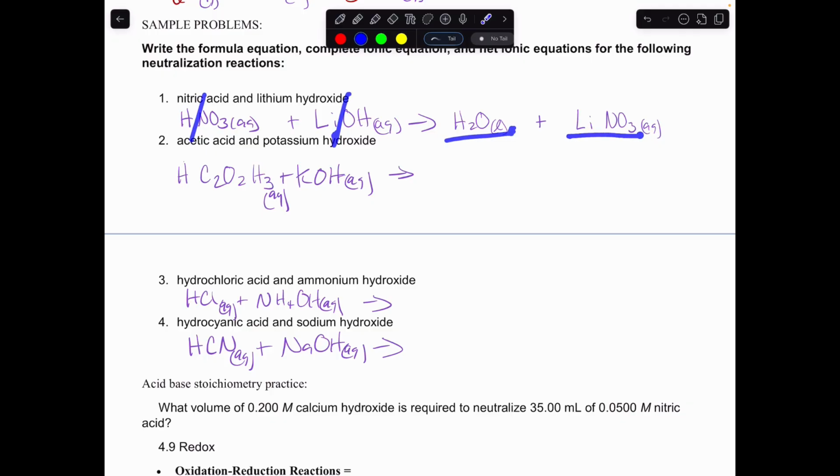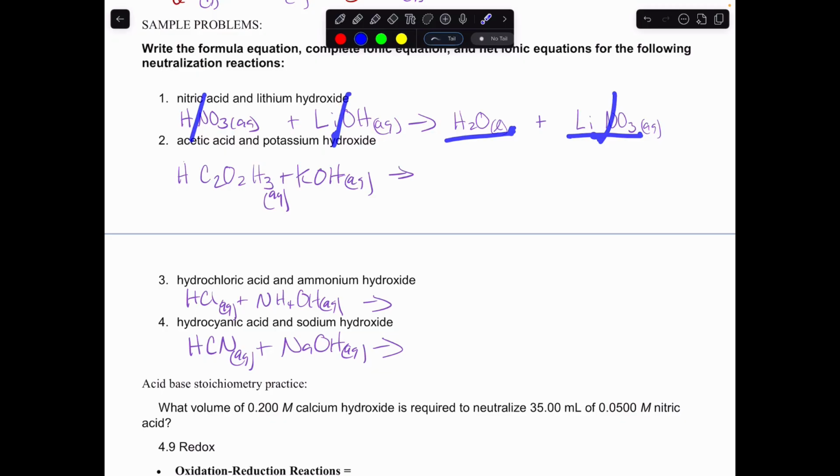Now, will I separate lithium nitrate? Yes, I will, because it is a soluble salt, rule number 1, and it's aqueous. So if I wrote this as a complete ionic equation, I would separate everything except the water.